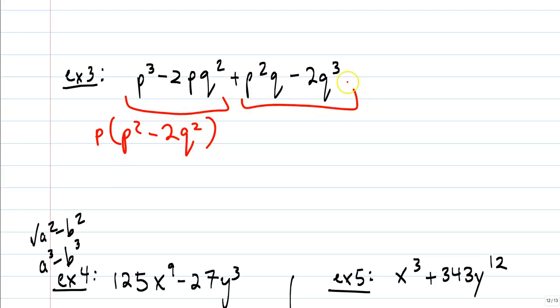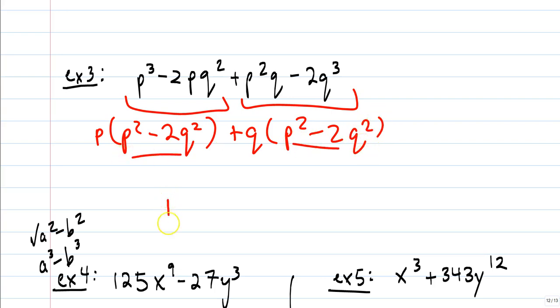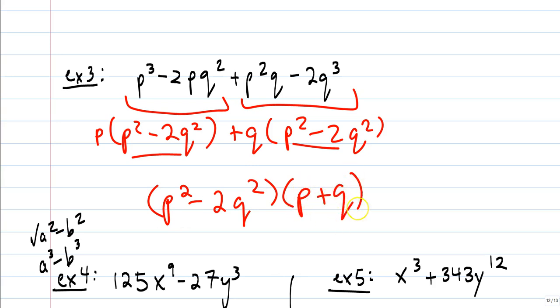These have what in common? Looks like just a q. Leaves us with p squared minus 2q squared. These have what in common? P squared minus 2q squared. And if I factor that out, that leaves me with p plus q.